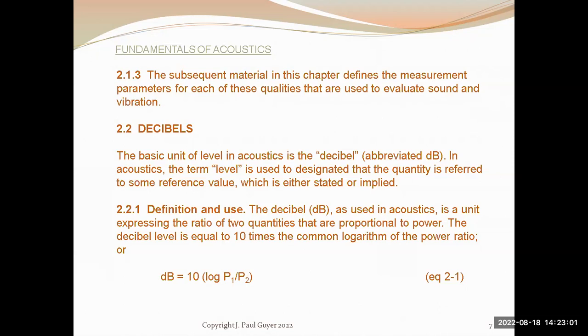P1 is the sound power or sound pressure that is being either generated or perceived by the receiver, the actual sound pressure or sound power. P2 is a reference sound power, and this sound power is that which is just barely perceivable by a young, healthy human ear. So it's the ratio of the sound power perceived to a reference sound power, which is that which is just barely perceivable by the young healthy human ear. So equation 2(1) is the definition of the decibel.